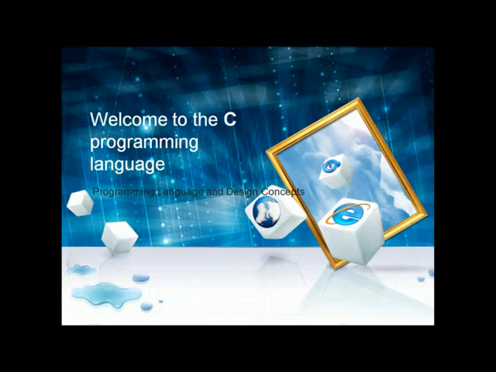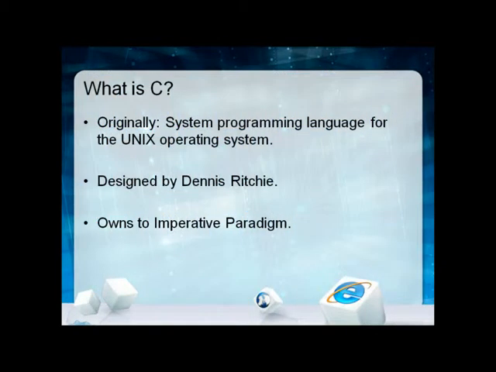Let's look at what C is. C is a general purpose high level language that was originally developed by Dennis Ritchie for the Unix operating system. It was first implemented on the Digital Equipment Corporation PDP-11 computer in 1972. C is an imperative paradigm. That means the program is built from one or more procedures and uses variables, memory locations, and involves memory accessors.